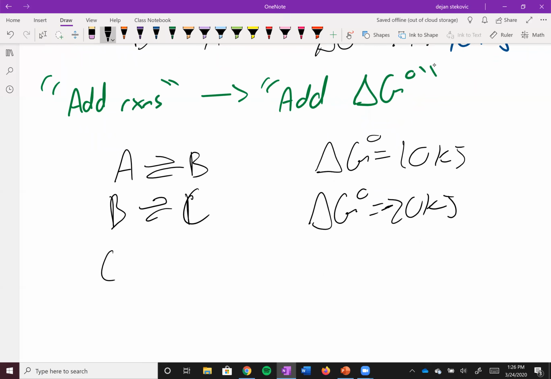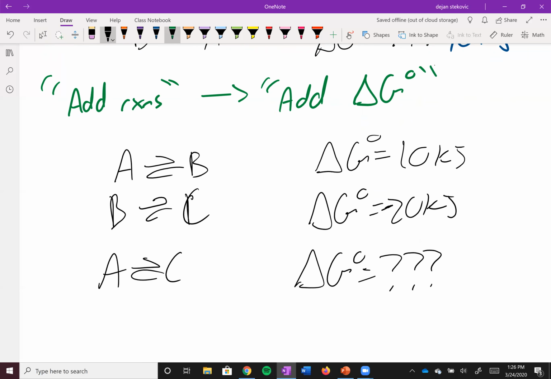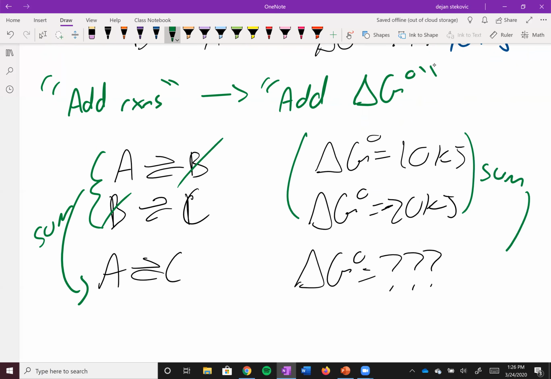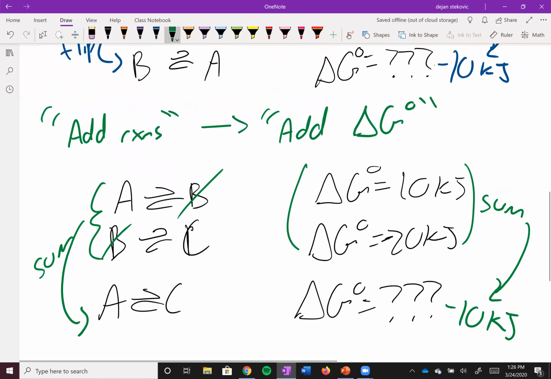And then if you had an overall reaction that says A to C, and you wanted to find this delta G, well, you can see that this third one is a sum of these first two, right? When we sum them, the B's are going to cancel out because they're on opposite sides, and you'll end up having A to C. So whenever you sum these reactions, you add up the delta G's, and so overall here you'd get -10 kilojoules, because 10 plus -20 is -10. So those are essentially the three rules.